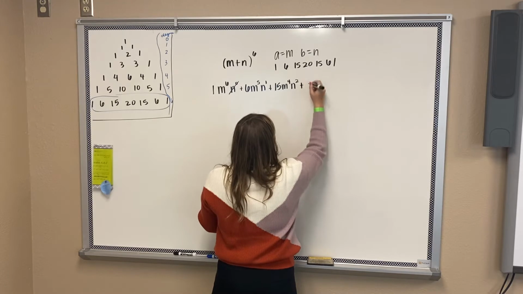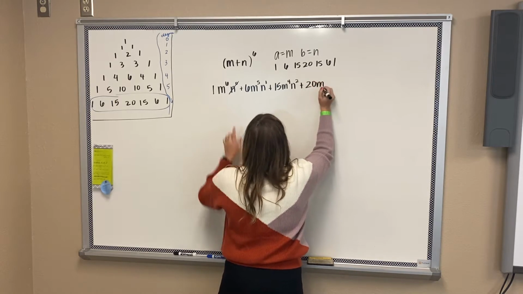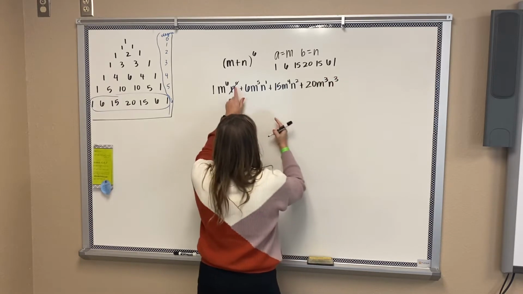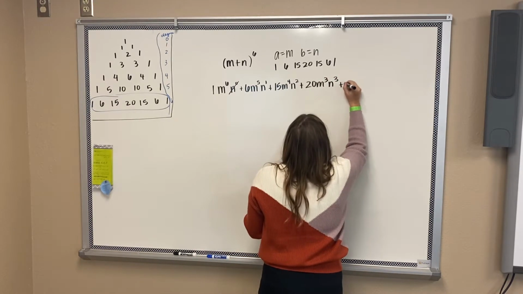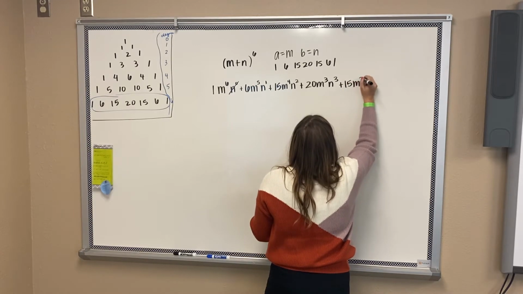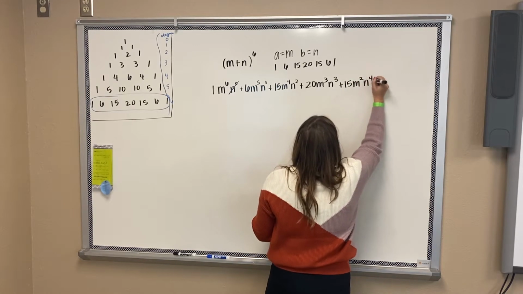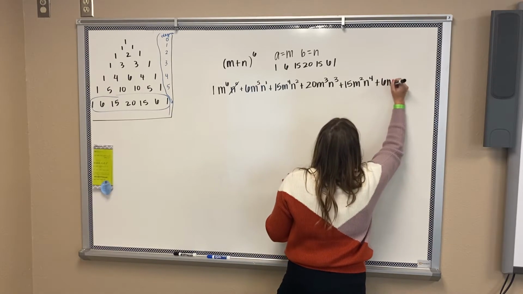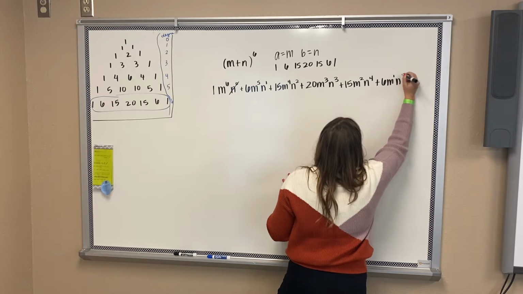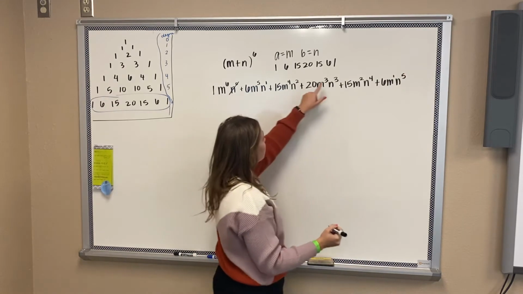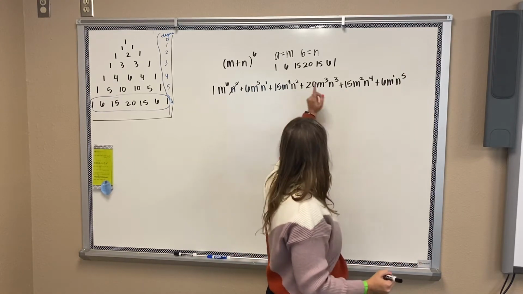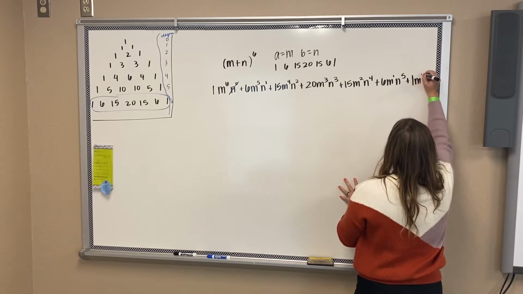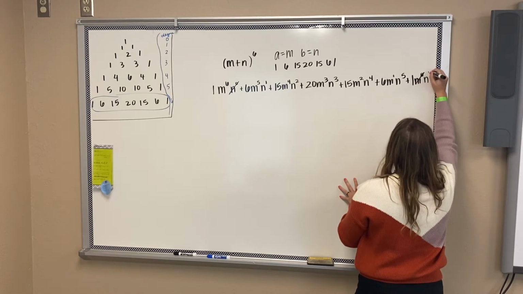Plus now we have 20, m, 6, 5, 4, 3, n to the 3, 0, 1, 2, 3. Plus 15, m squared, n to the 4th. Plus 6, m to the 1st, n to the 5th, 6, 5, 4, 3, 2, 1, 0, 1, 2, 3, 4, 5, and lastly we have our 1, n to the 0 goes away, n to the 6.